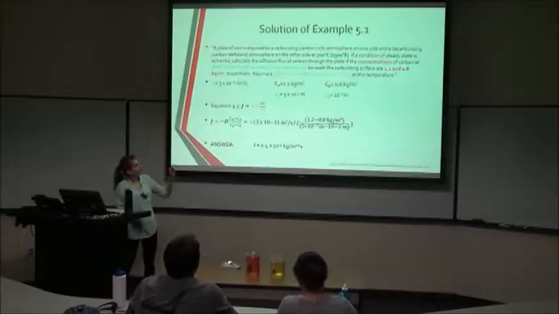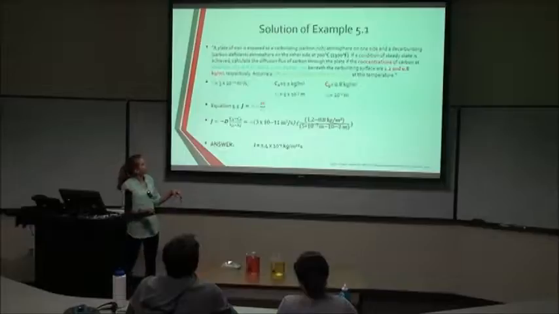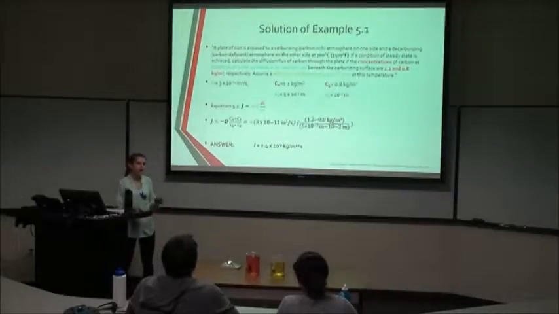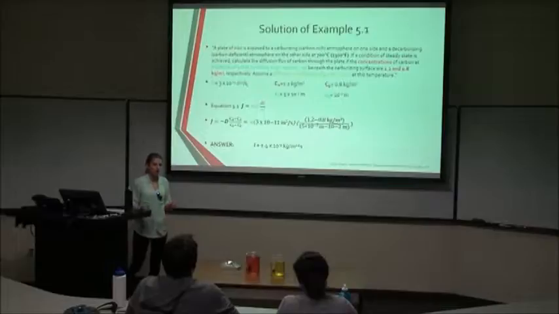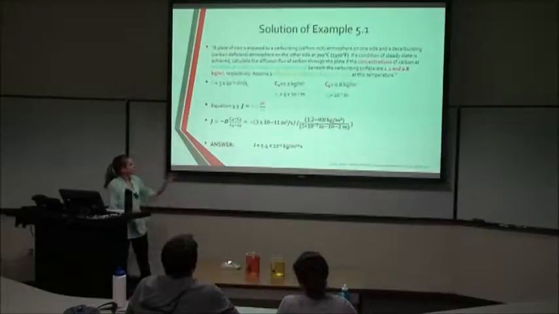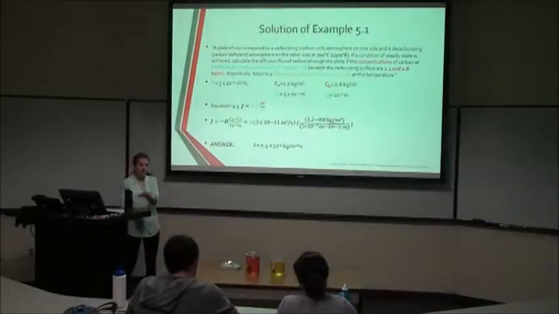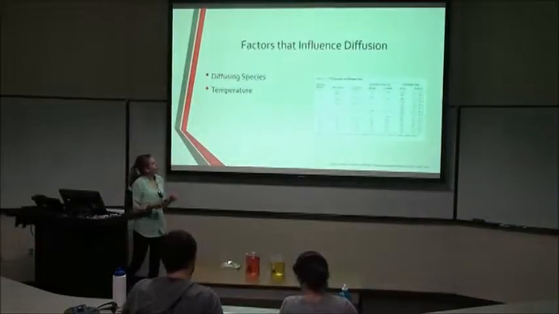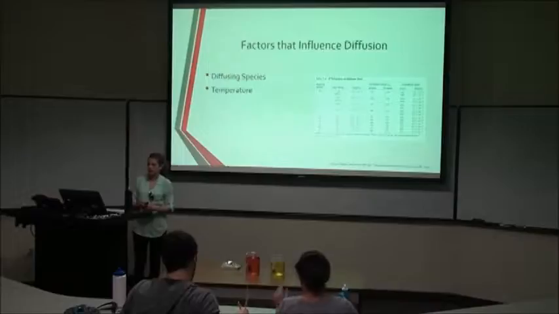So I highlighted all of the important information in the problem that you need to pull out. So as you can see, the temperature is extra information. You don't need that to solve the problem. So it's there kind of just to trick you and to make you think about what variables you actually need. Plug everything into the equation, and you get exactly that answer. So the next thing we're going to talk about is what factors influence diffusion.